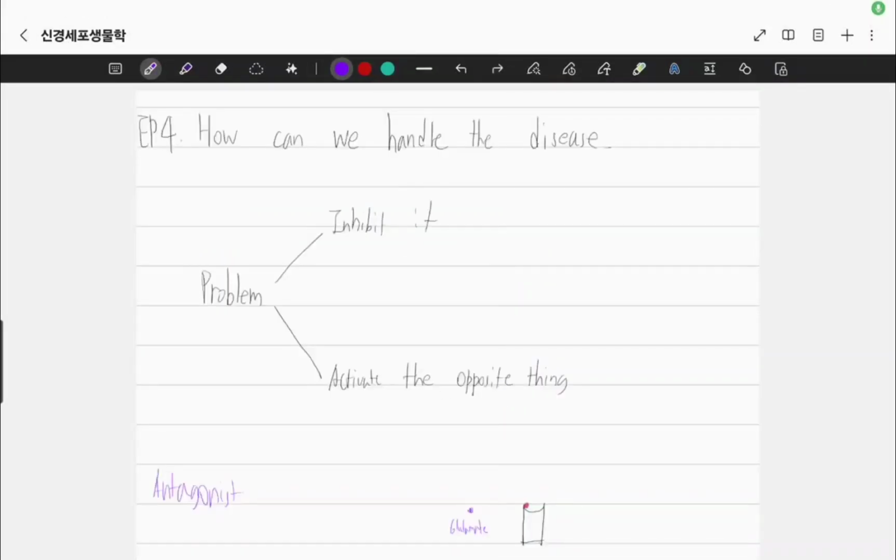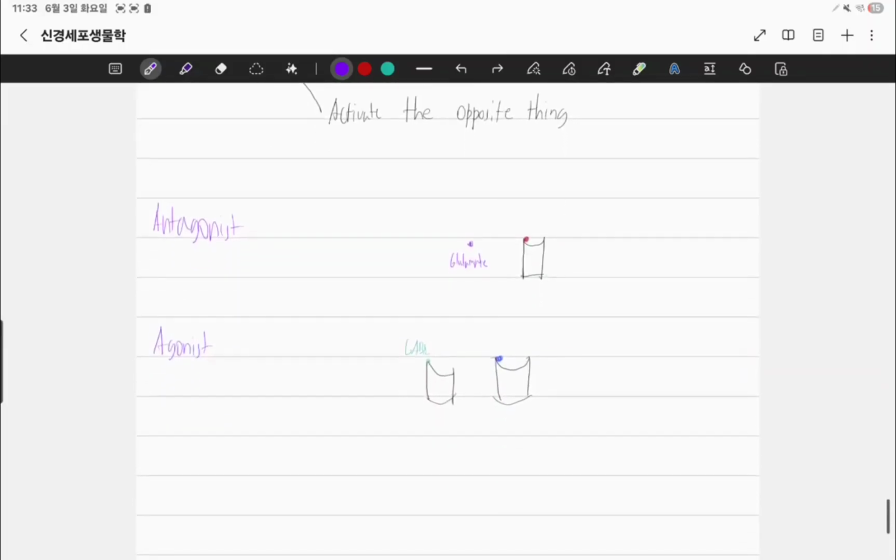In the previous episode, we talked about how epilepsy happens. So in episode 4, we will talk about how we treat this. Now in summary, when we have a problem, we can think of 2 solutions. Inhibit the cause of the problem or activate something that can do the opposite thing. This leads to antagonists and agonists.